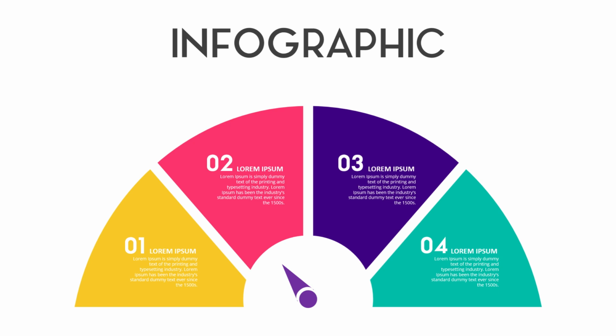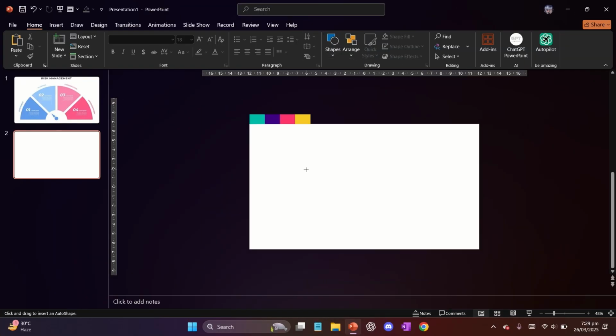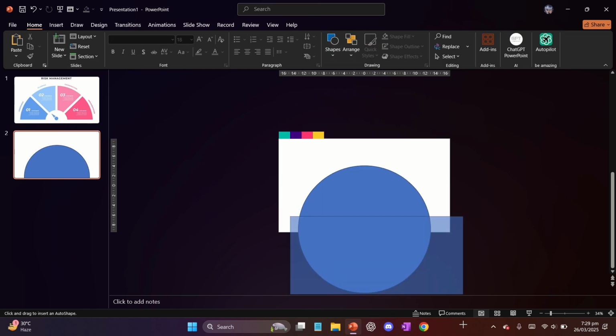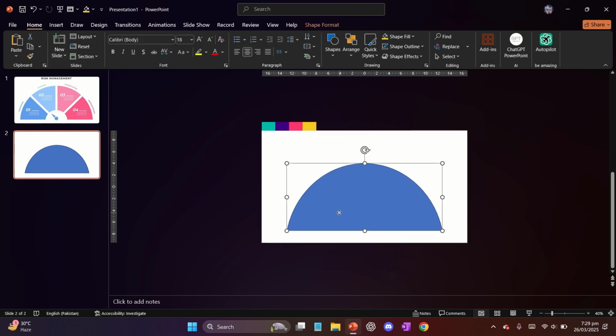So in this video, I'm going to show you how to make this amazing PowerPoint infographic. First of all, you're going to open up a blank slide and insert a circle, and then you're going to put it half inside this template and half outside. Cover it half with a rectangle and subtract it from the rectangle from merge options.